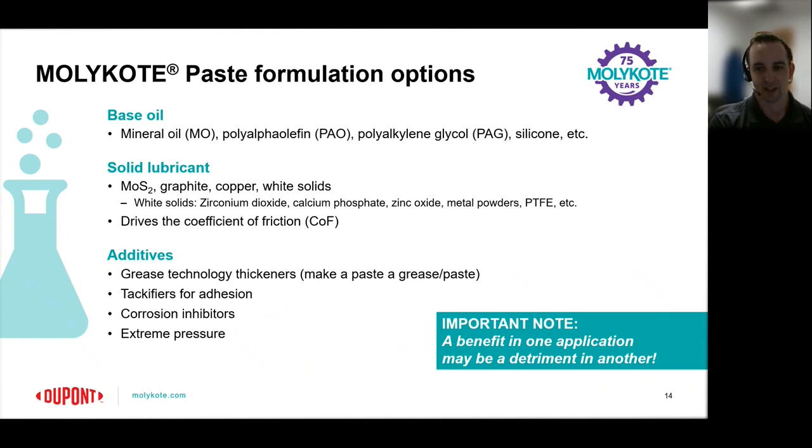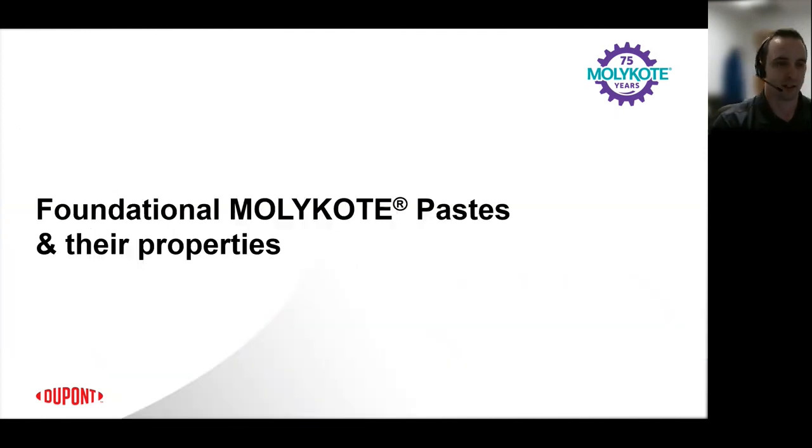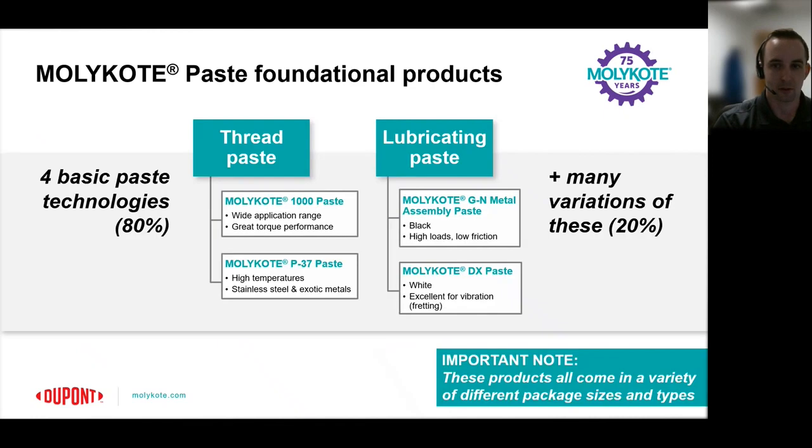When formulating a paste, it's obviously not a one size fits all for every application. One application might excel with a certain paste where it might have characteristics that are a detriment in another application. This is why, again, the LETS properties, our load, environment, temperature, and speed, are very important when selecting a paste. So let's break it down into some foundational MOLYKOTE pastes.